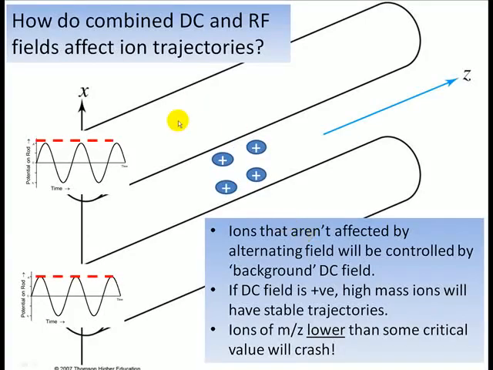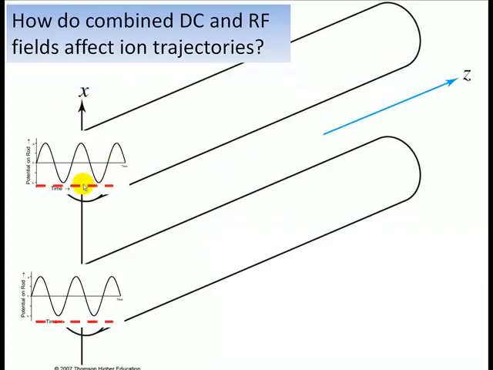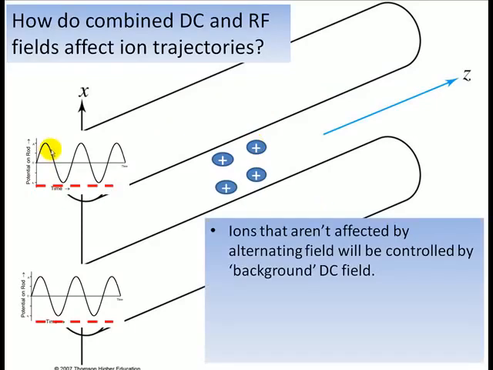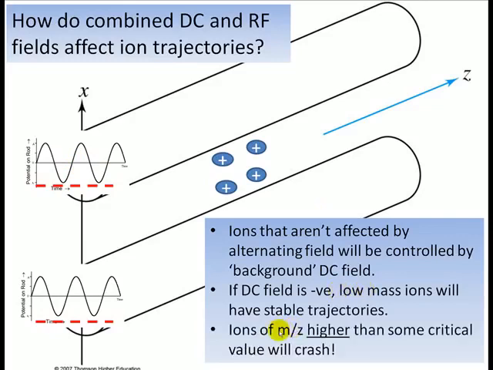Okay, so anyway, now let's look at the situation where the rods have a negative DC voltage. When the rods have this negative DC voltage, that tends to destabilize the trajectories. The ions would crash if they were not affected sufficiently by the alternating voltage. So in this situation, the alternating voltage has the chance to save them from crashing. But ions will only be saved if their mass is low, if their masses are low and they can respond in time. Ions of mass-charge ratio higher than some critical value will crash.